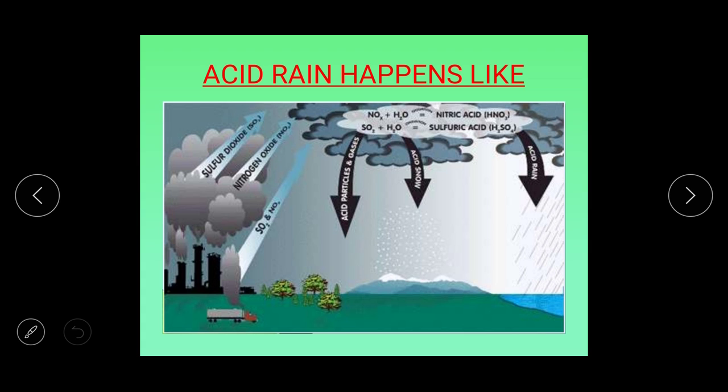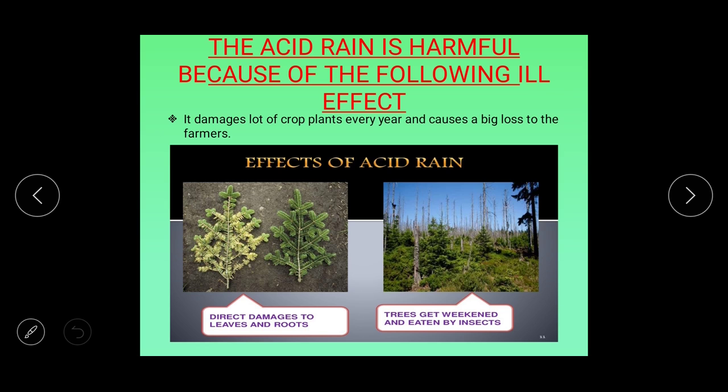Dear children, let's see how it is happening. So this picture is showing how acid rain happens in our environment. I am coming to its harmful effects, how the acid rain damages our environment. So I am coming to the point. The acid rain is harmful because of the following ill effects.